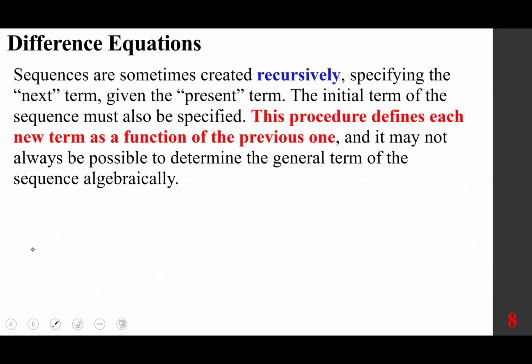Difference equations, again, we had them in summary. We're going to repeat that. Sequences are sometimes created recursively, specifying the next term given the present. The initial term of the sequence must also be specified. This procedure defines each new term as a function of the previous one, and it may not always be possible to determine the general term of the sequence algebraically.